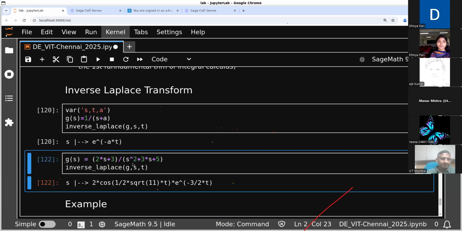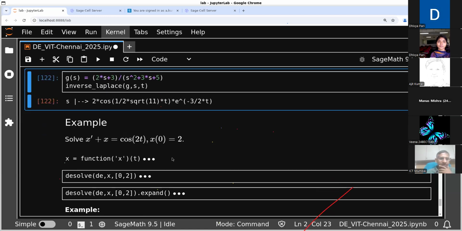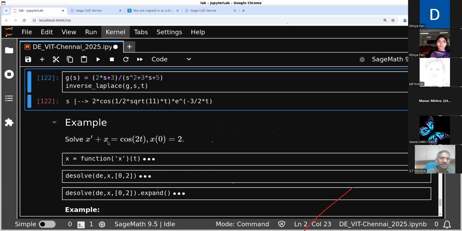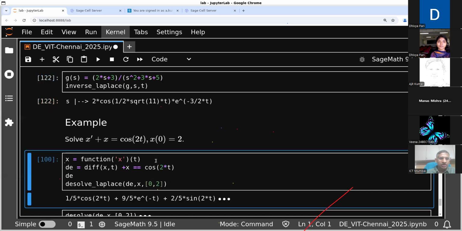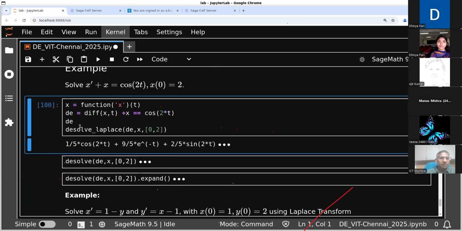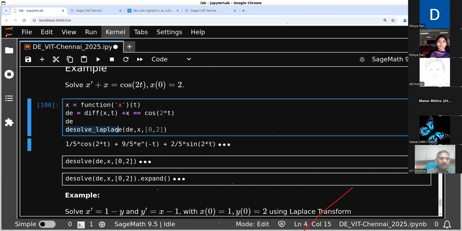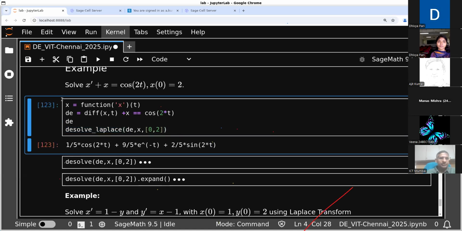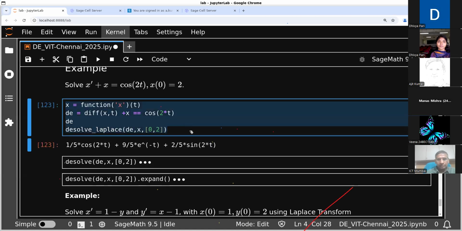Right? Let us look at, for example, this differential equation, dx by dt plus x is equal to cos 2t, x at 0 is equal to 0. If I want to solve it using the Laplace transform, you can use a function called dsolve underscore Laplace and give the differential equation and the initial condition. This is how you can solve it. Let me again put it in the chart.